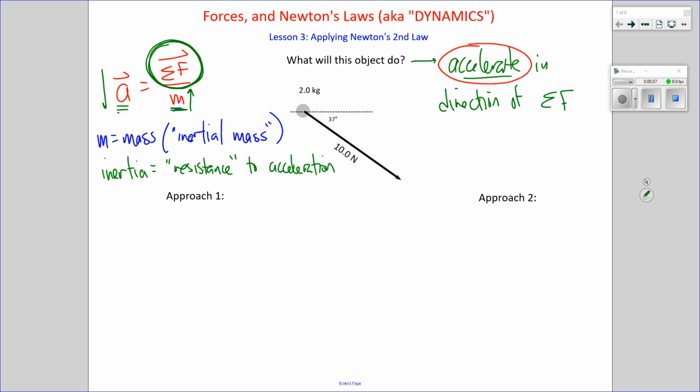Okay, so that's one nature of mass, the fact that mass resists acceleration, mass has inertia. Okay, sidebar over. Let's get back to it. Now, what will this object do?